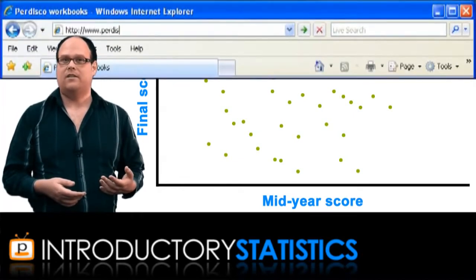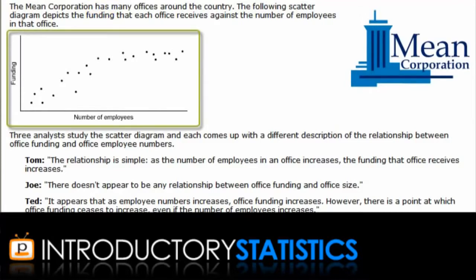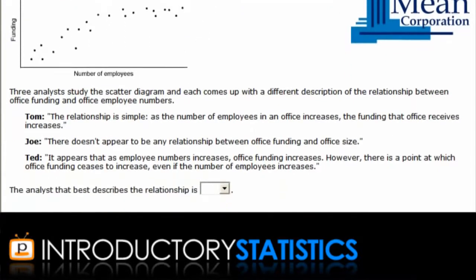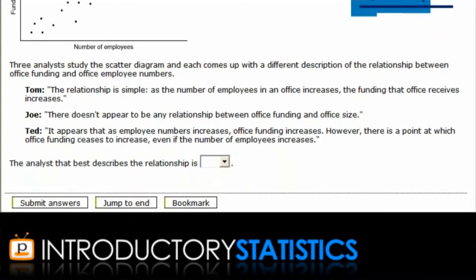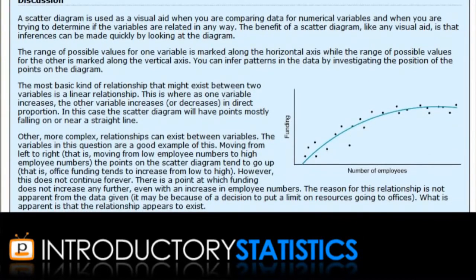To get some practice at doing this, let's do a question from the Pedisco workbook. In this question, some data have been collected for the different offices of the Mean Corporation. In particular, the number of employees at each office and the amount of funding that office receives are recorded for every office in the Mean Corporation. This scatter plot shows the data for funding versus number of employees. And three analysts have studied the plot and offered suggestions for the relationship that exists. You're being asked which description is best. Ted offers the best description, so we'll submit that. And now we get personalised feedback and an explanation for the question.